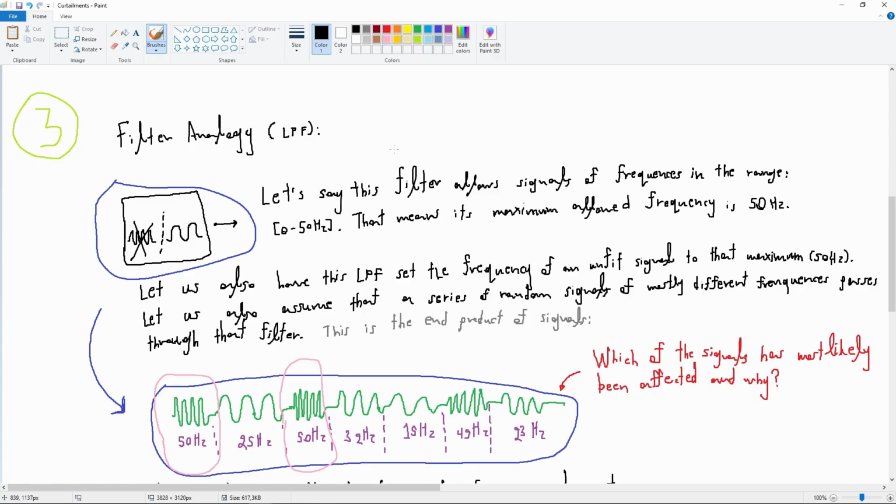The correct answer is that the most likely signals to have been affected by the low-pass filter are the first signal and the third signal. These are, of course, the 2 signals that are exactly at the maximum allowed frequency of 50 Hz. But why is that?